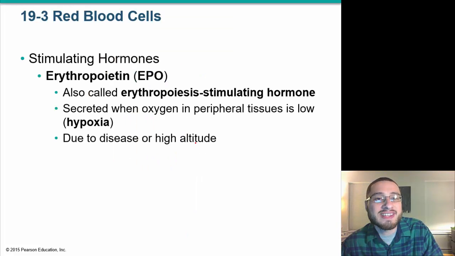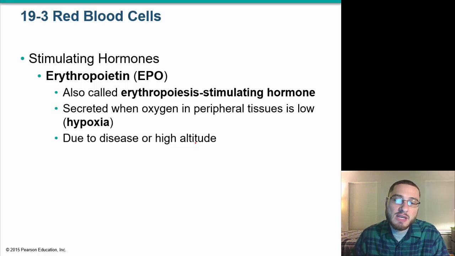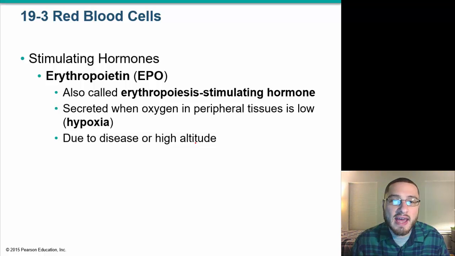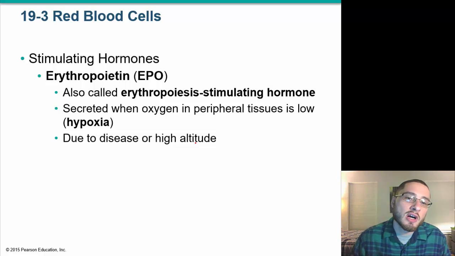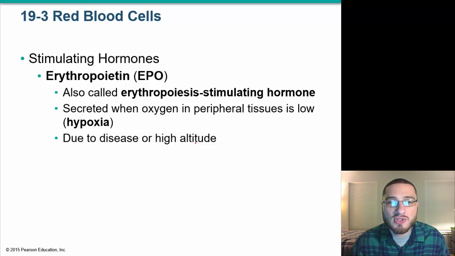Some stimulating hormones in creating red blood cells. So your body's going to keep an eye on how much red blood cells we have, and we want to make sure that we have the right amount. And in doing so, we need to use erythropoietin, which is also called erythropoiesis stimulating hormone. It is going to stimulate the production of red blood cells, secreted when oxygen in peripheral tissues is low.